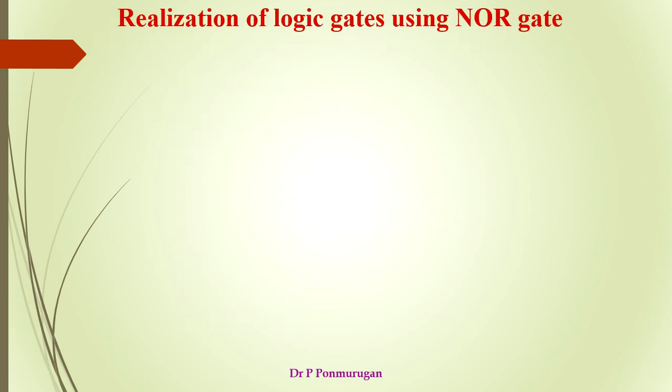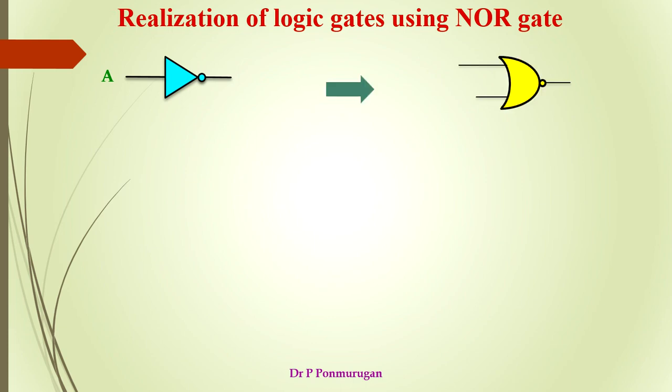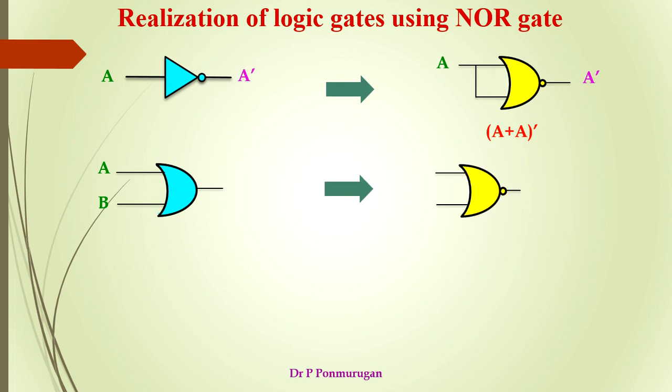Next, let's see how the basic logic gates can be realized using a NOR gate. First, the inverter with A as input and its output has to be A bar. So it can be realized using a NOR gate by giving the same input twice. So it will give the output as A bar. Next is an OR gate. So for OR gate, first the variables A and B can be fed to one NOR gate and its output can again be given to another NOR gate with the same input twice. So this will give an output as A plus B.